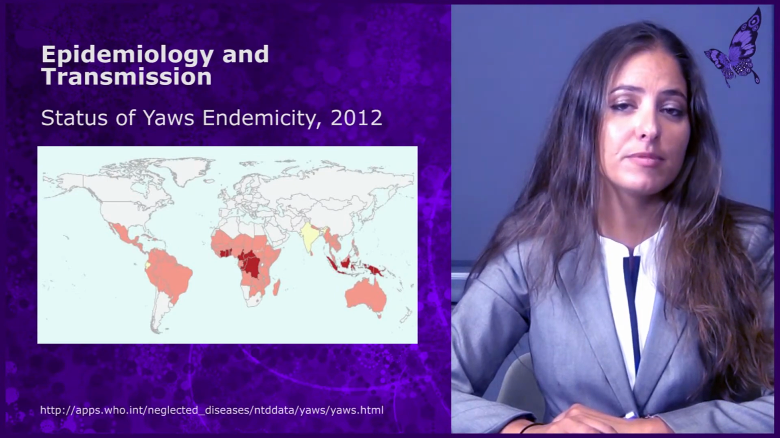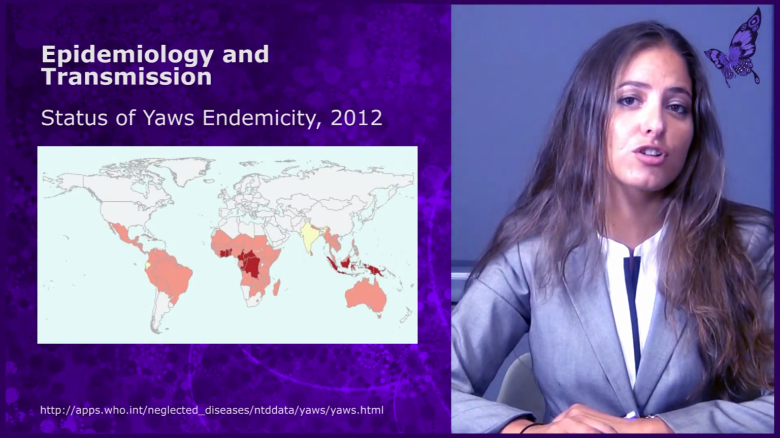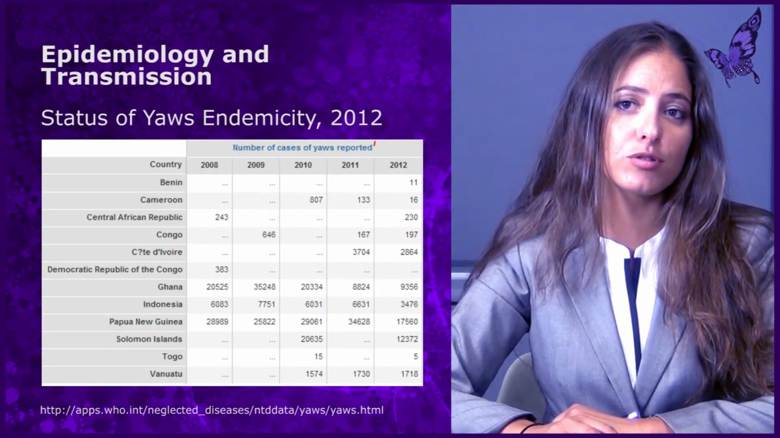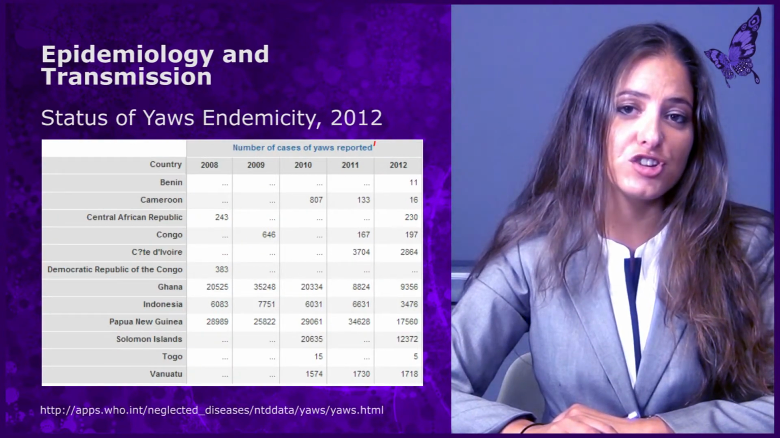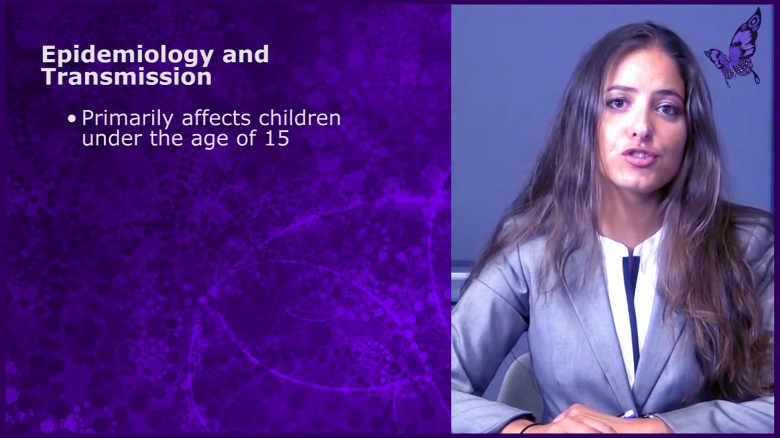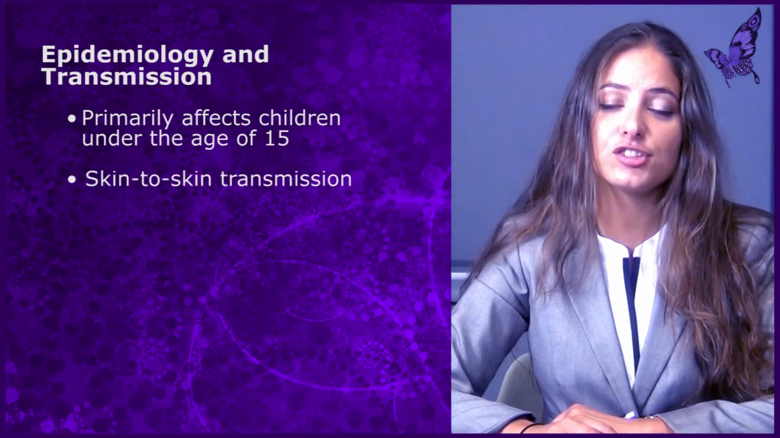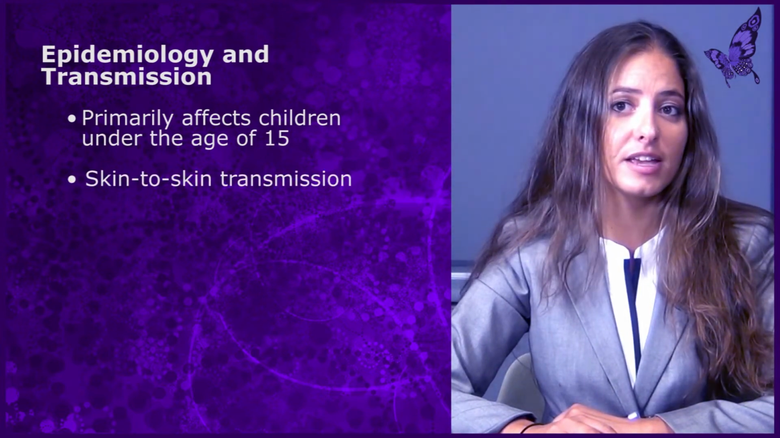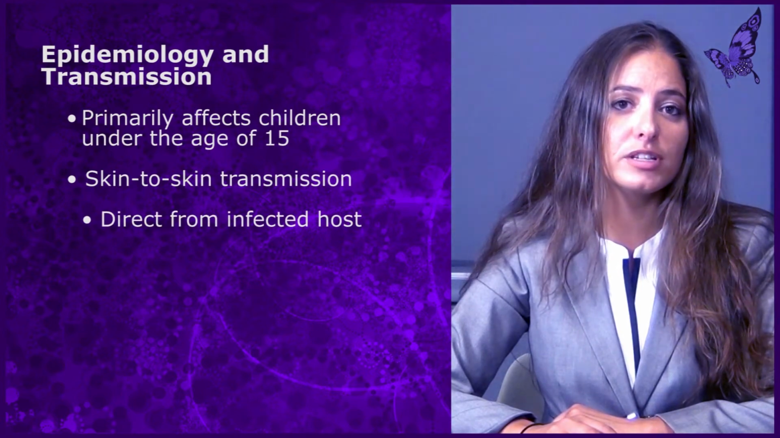Yaws is the most common treponemal infection and occurs mainly in poor communities within humid and warm tropical areas of Africa, Asia, Latin America, and the Western Pacific. Yaws primarily affects children under the age of 15 and is transmitted through direct non-sexual contact, skin to skin, with the fluid from the lesion of the infected person.